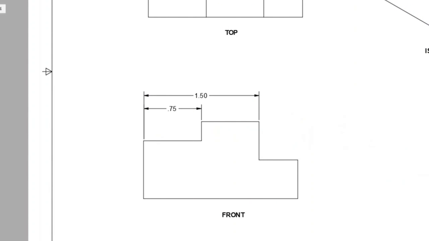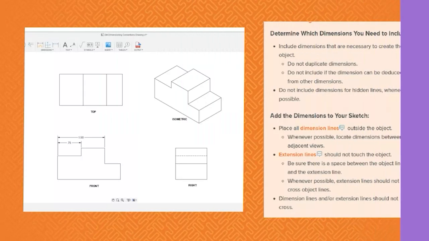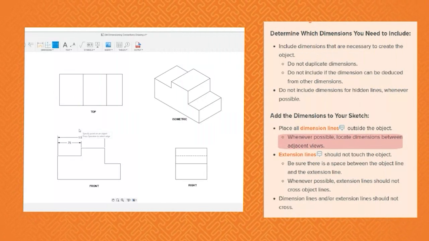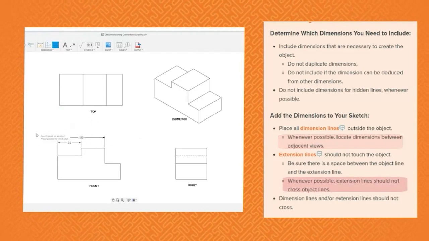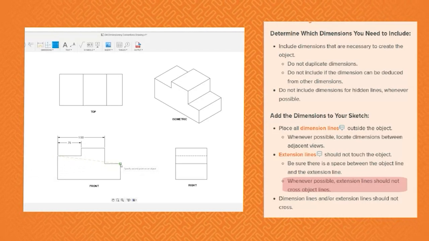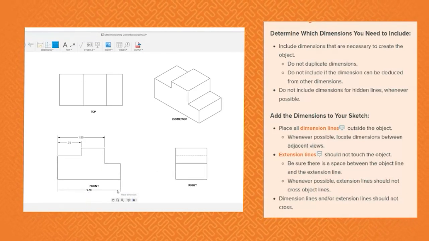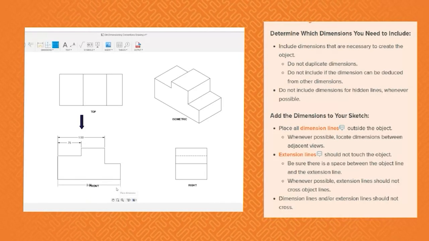To complete the horizontal dimensions of this view, we need to add a dimension for the longest feature of the object. The dimensioning conventions require that dimensions be placed between adjacent views whenever possible, and extension lines should not cross object lines. So if we place the dimension below the view, both conventions are violated. We will place the dimension above the view instead.